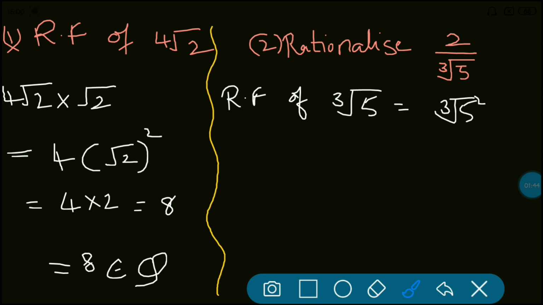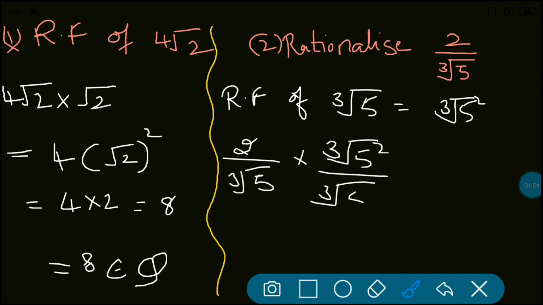So let's solve this. 2 by cube root of 5 multiplied by cube root of 5 square divided by cube root of 5 square. Now why are we multiplying by 5 square here? Here already 1 power is there, here 2 is there. When both are multiplied, it will become 3, and the cube root will get cancelled. That is why I have multiplied.